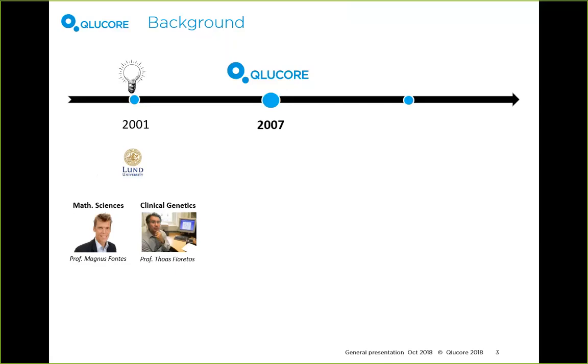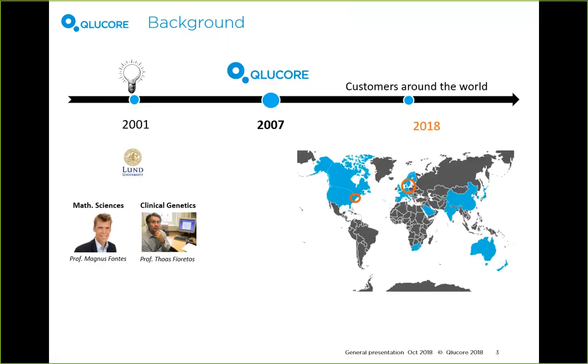Those ideas became a research project, and in 2007, the Qlucore company was founded based on the ideas from that research project. Today, in 2018, we've got customers around the world, two offices, one here in Sweden and one in the US. And we're continuing to expand all the time. So this research project turned out to be a success story.